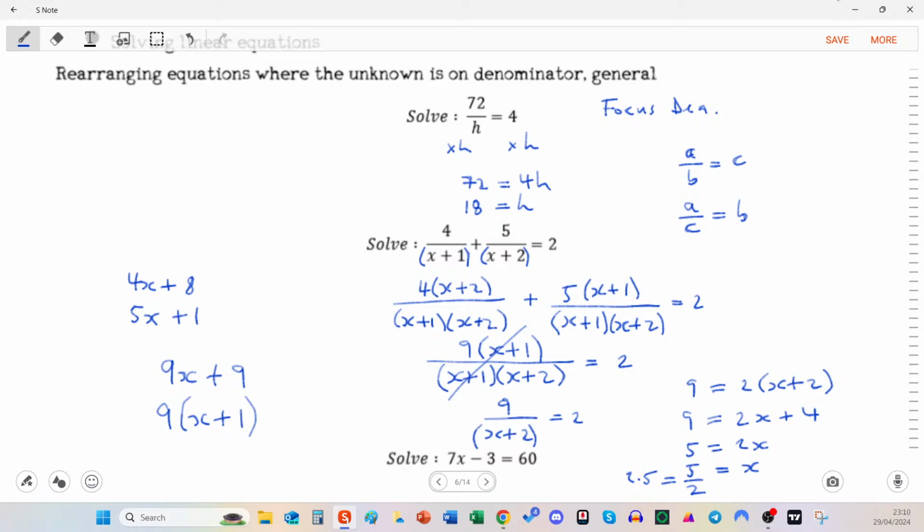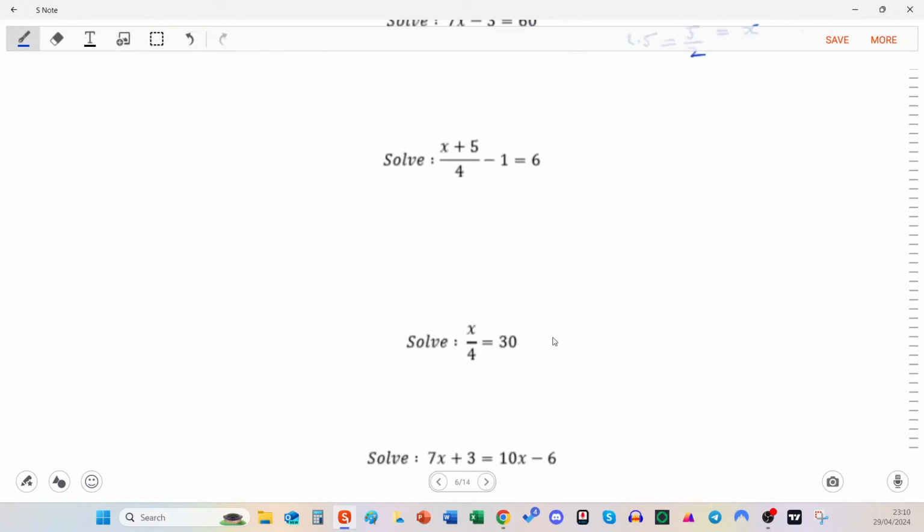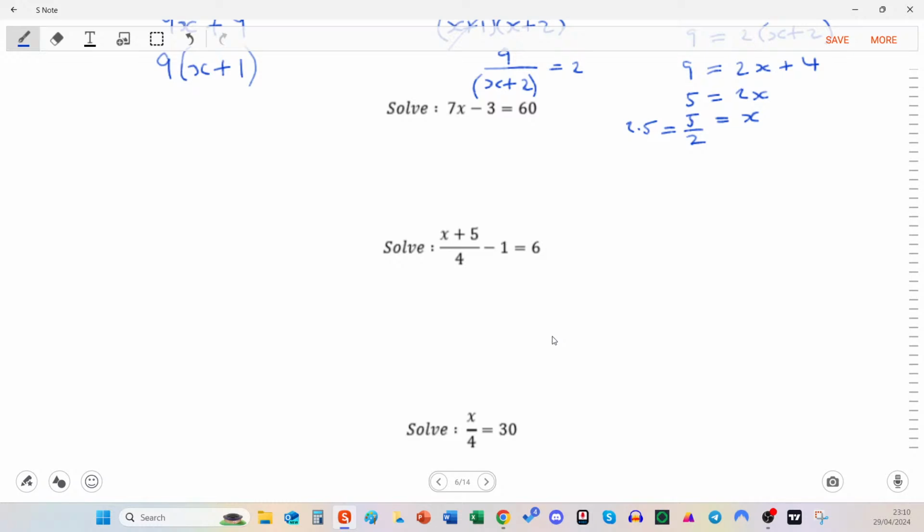Just trying to find my mouse. Scroll down there. Okay, now back to the 7x minus 3 equals 60. We add 3 to both sides, which equals 63. Not too bad. Divide both sides by 7, and we get 9. Cool.